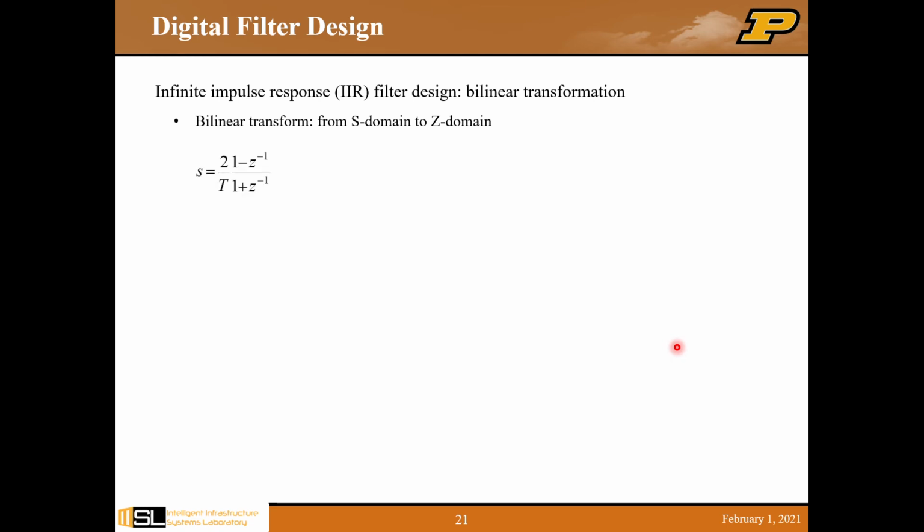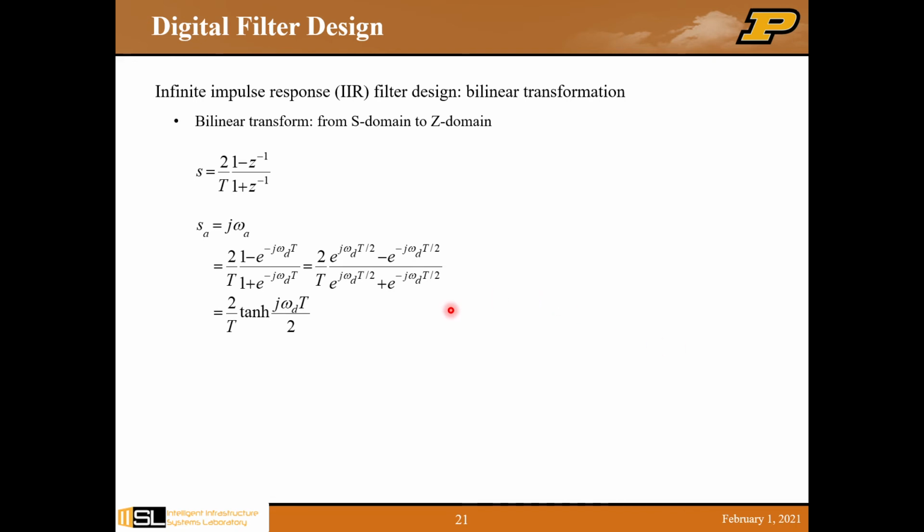One thing we need to pay attention to is that this is an approximate linear transformation. If we have a relatively large value of s or omega, then they are not mapping together in a linear way. So imagine we have an analog frequency. The corresponding value of s here is equal to j times omega_A, and then we apply the formula here. By several steps of derivation, we can find that it is equal to 2.